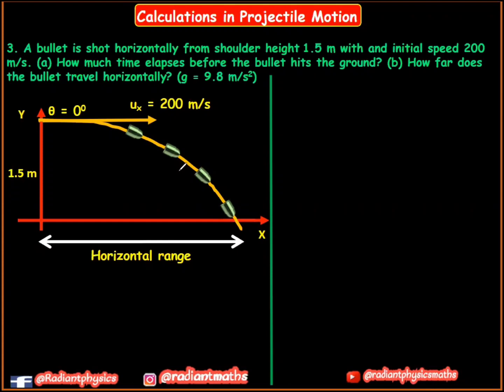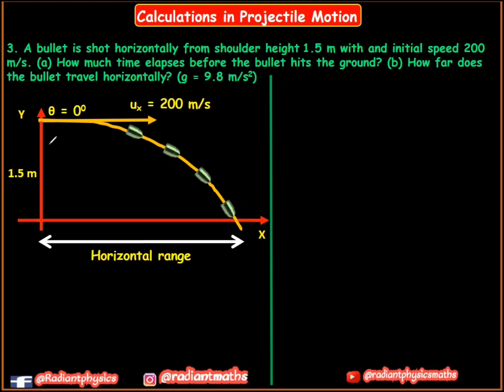A bullet is shot horizontally from shoulder height 1.5 meters with an initial speed of 200 meters per second. 1. How much time elapses before the bullet hits the ground? 2. How far does the bullet travel horizontally? Taking g to be 9.8 meters per second squared. So this is a diagram for the question that we have.